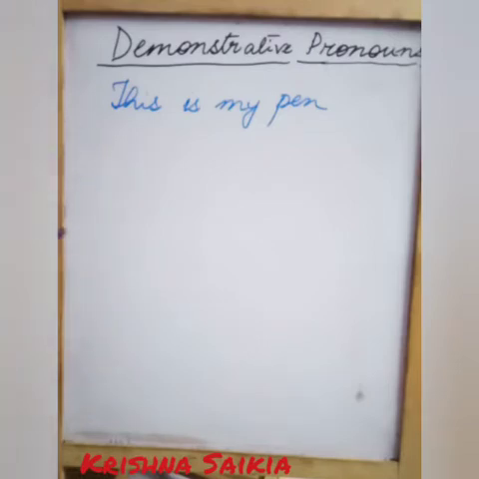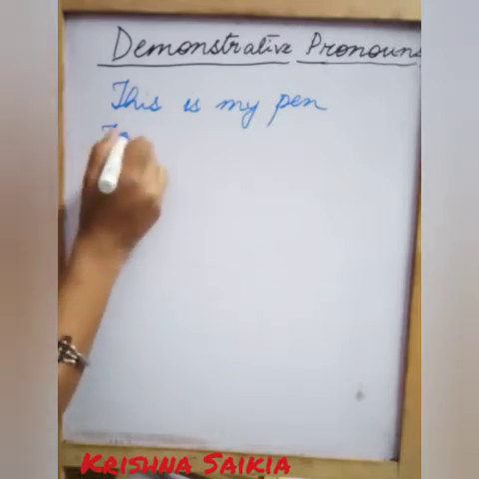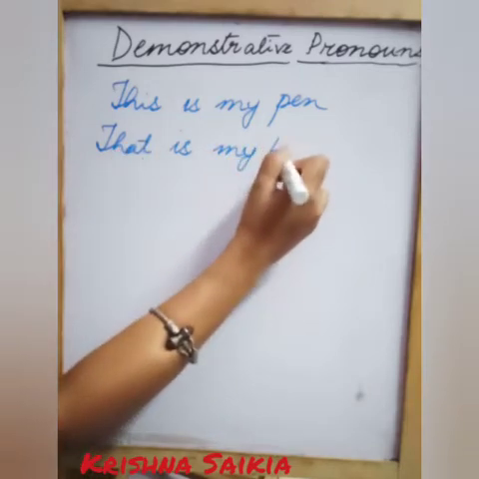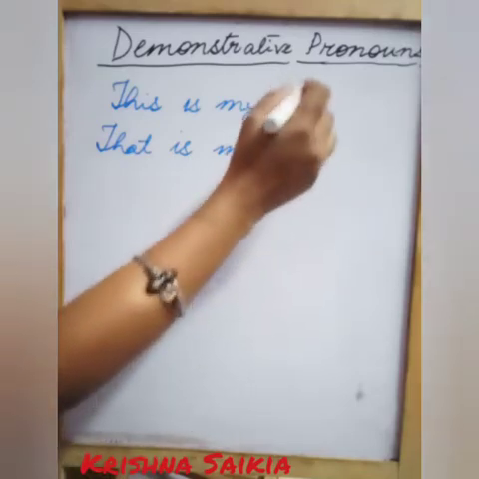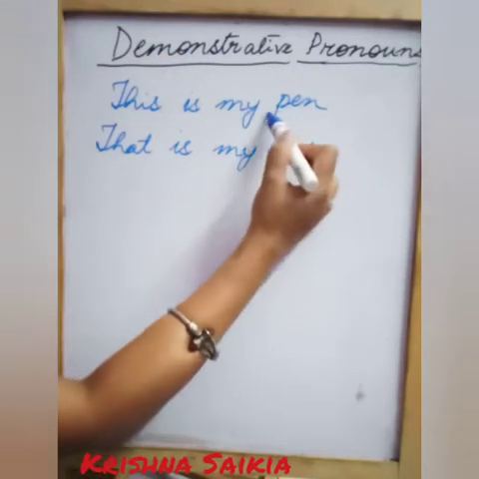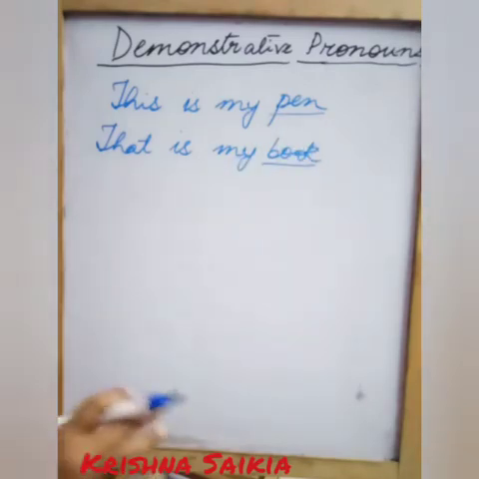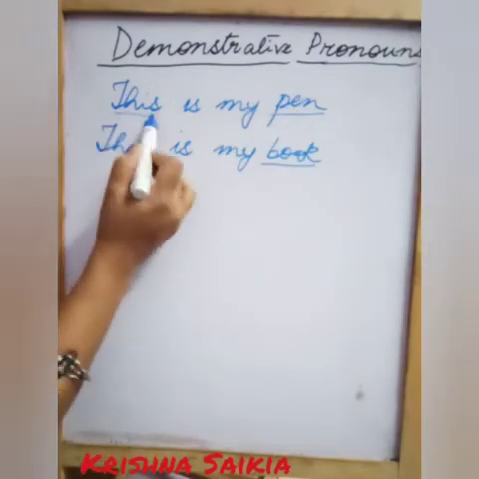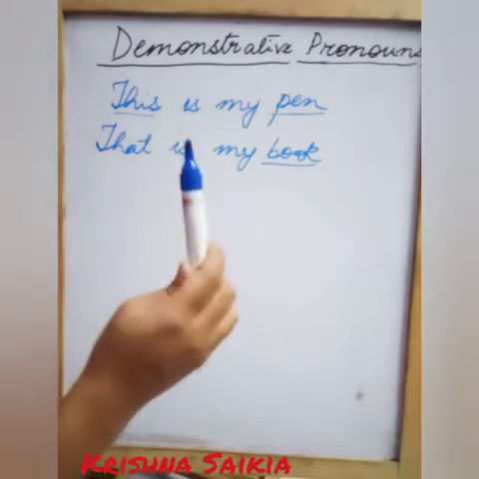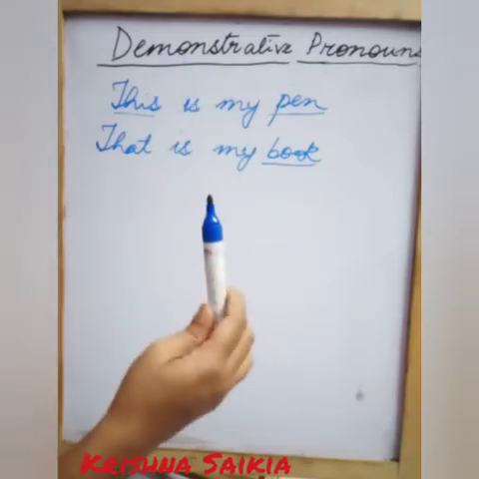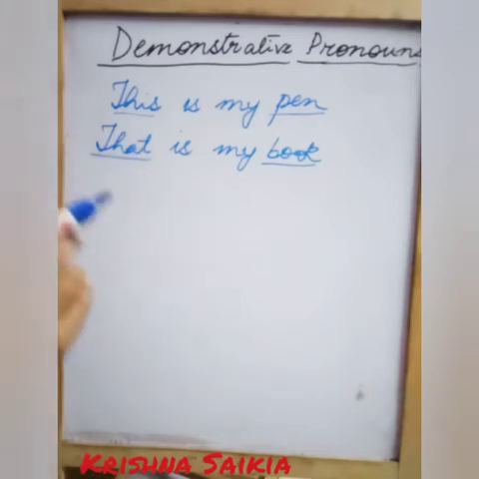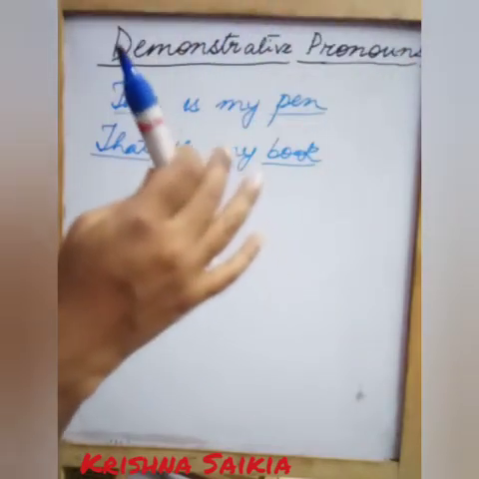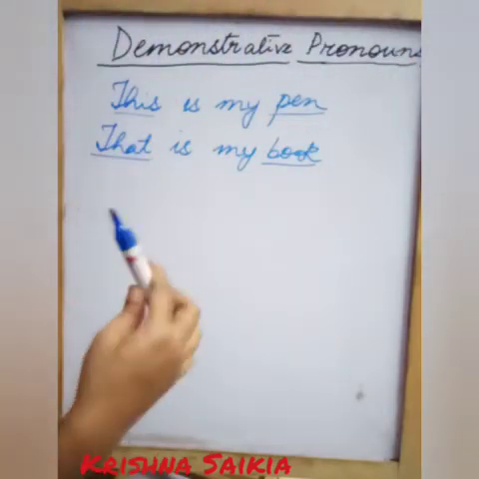Fine. Now suppose I write that is my book. Now both these sentences are what? The objects that I have written about, both are singular. Alright. Pen, book. No S there, so it is singular. Now this is my pen. This means this is something which is near me. Now when I say that, it means what? It refers to something which is not near me. Maybe it is kept a little farther away from me. It is visible to me, but it is not near me or not in my hand.